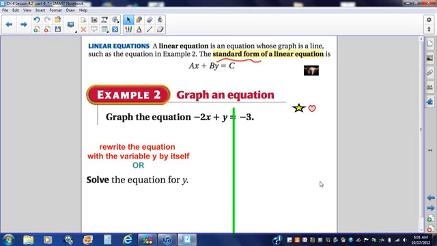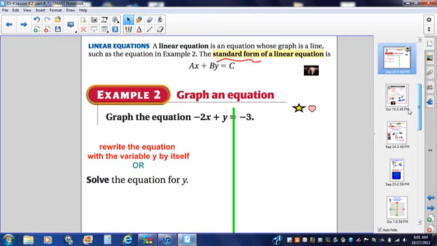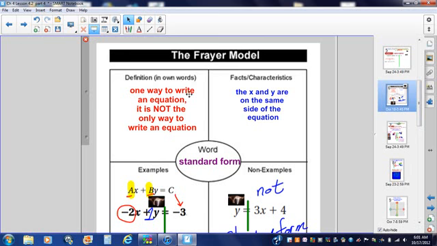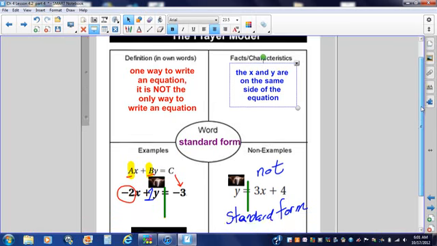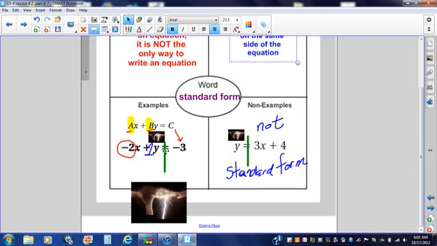Alrighty, do not write this down. Just watch and listen. We talked about standard form in our last podcast. That is where the x and the y are written on the same side of the equation. We said it's one way to write the equation, but it's not the only way. A characteristic was x and y are on the same side of the equation. My visual people, you should be able to see that x and y are on the same side of the equation. This would be standard form.